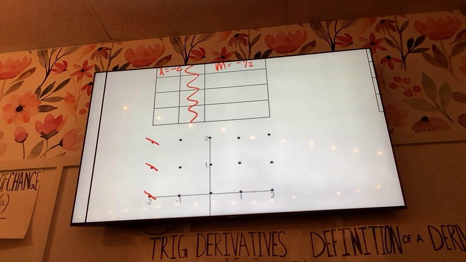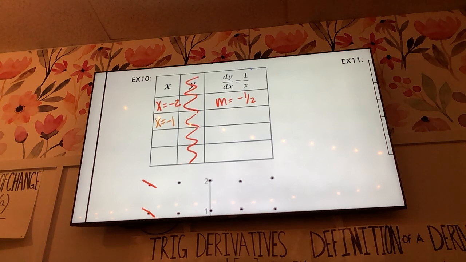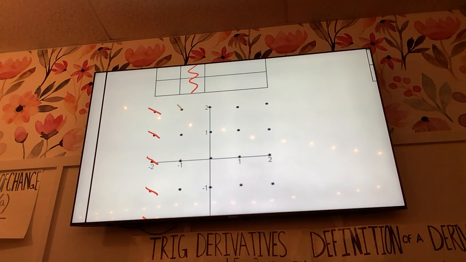All right, so now I'm going to do the next one. When x is -1, what is my slope? -1. So it's got to be a little bit steeper, still negative.